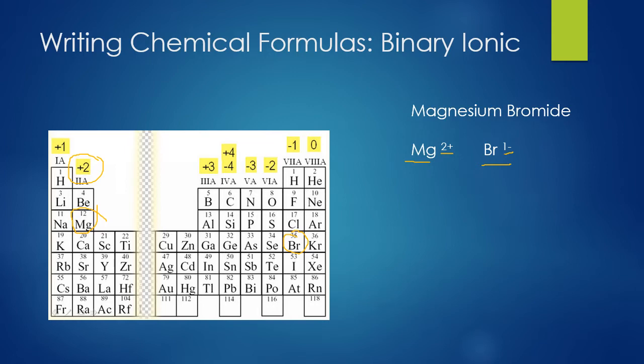So what do I need? I need another bromine. If I add another bromine, now I have two -1 charges, which would give me a total of -2. That is going to neutralize my +2 charge, which is on the magnesium. So my compound would be MgBr2. I would need 2 bromines to neutralize the +2 on the magnesium.